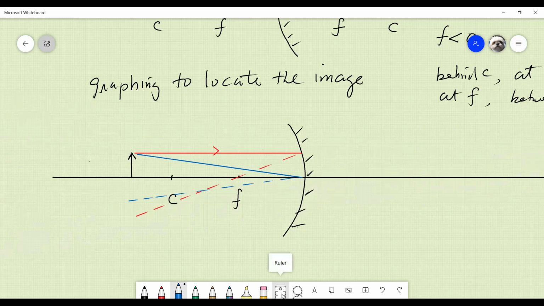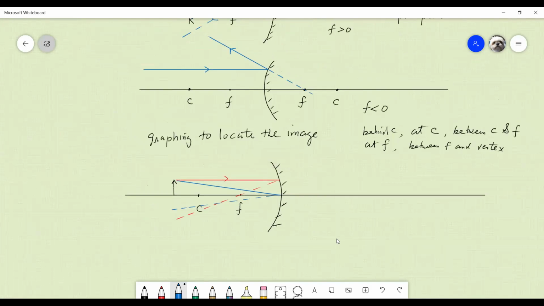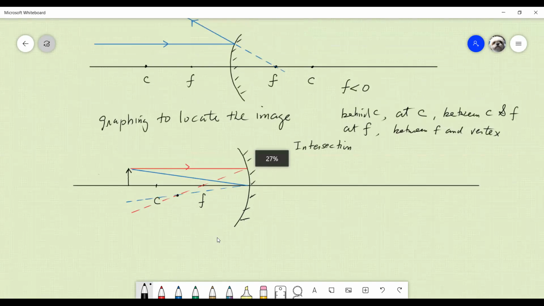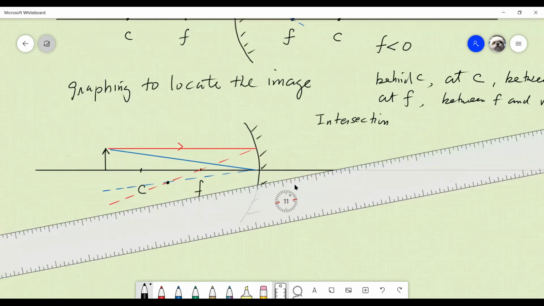Now, so therefore, where's the location of the image? Keep it in mind when you're doing all of this, the location of the image is always at the intersection. The keyword here is intersection. Where's the intersection? The intersection will be here. Now then, what does the image look like?